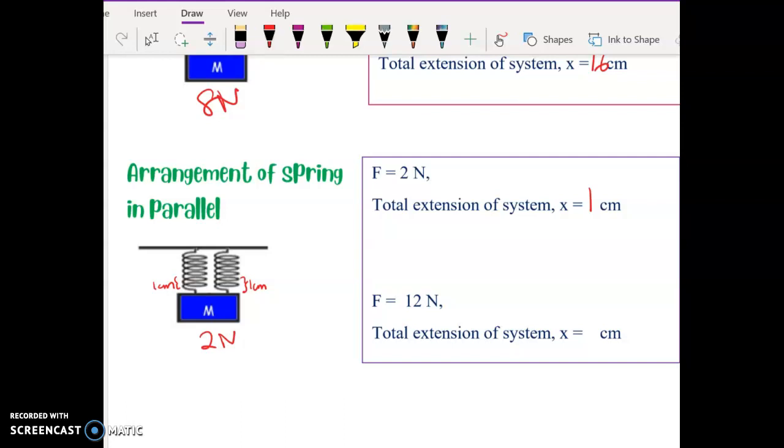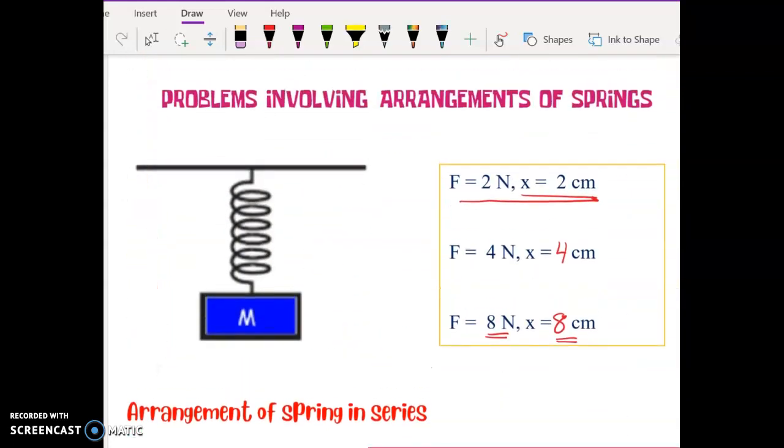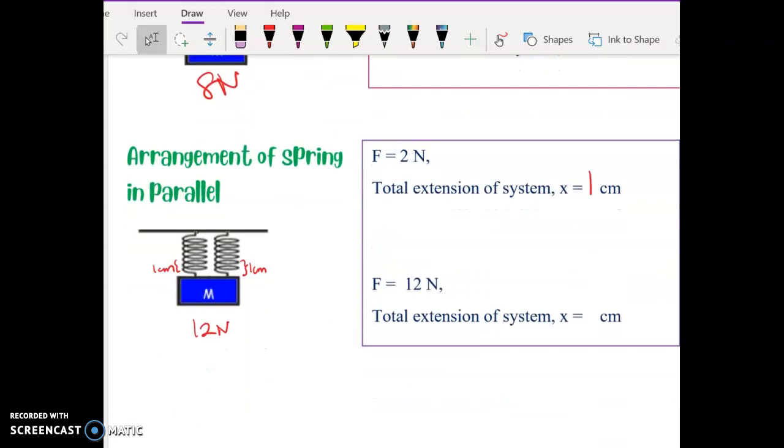Let's say I have a 12 Newton load. From the standard one, if I have a 12 Newton load, the extension is 12 centimeter. But since I have two springs arranged in parallel, the extension is divided by the number of springs, 2, so you will get 6 centimeter. If I have 3 springs here, the extension will be divided by 3. With 4 springs, divided by 4, and so on.